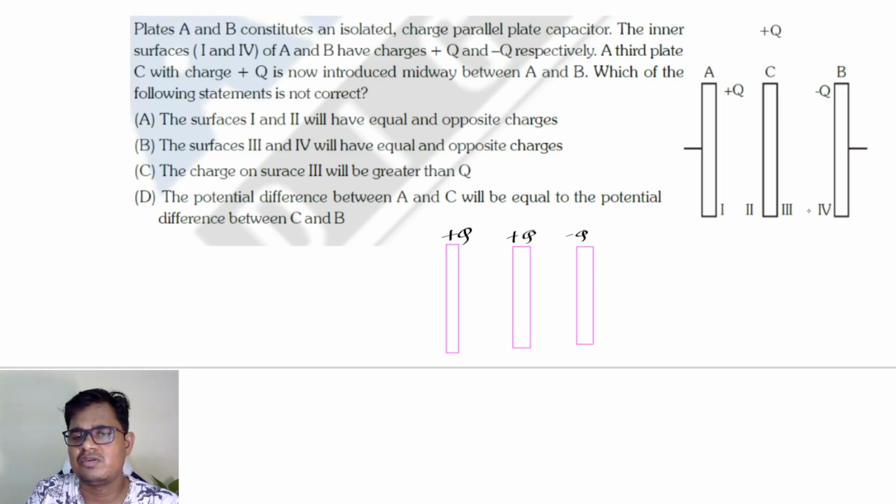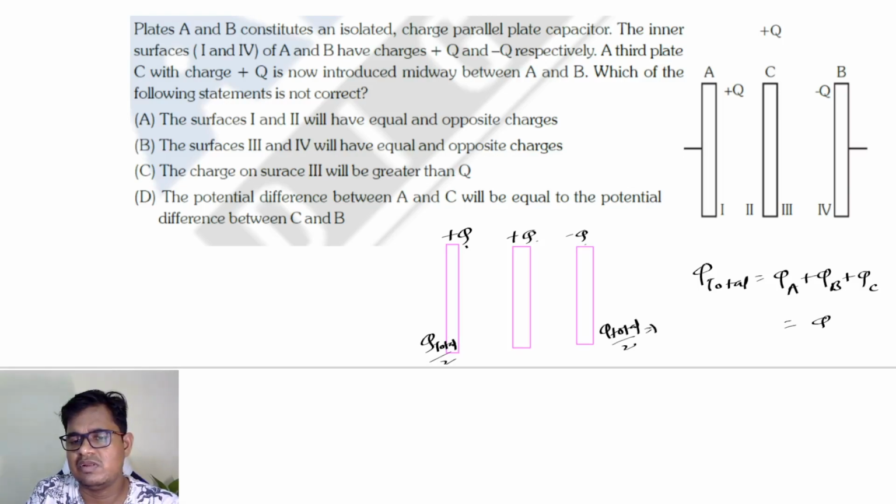So if I calculate the total charge of the system, then this plus this will become Q itself. So Q total is how much? That is QA plus QB plus QC, and that is Q itself. So the charge appearing on the outermost faces will be Q total by 2 here, and here also Q total by 2. That is nothing but Q by 2 here, and here also Q by 2.